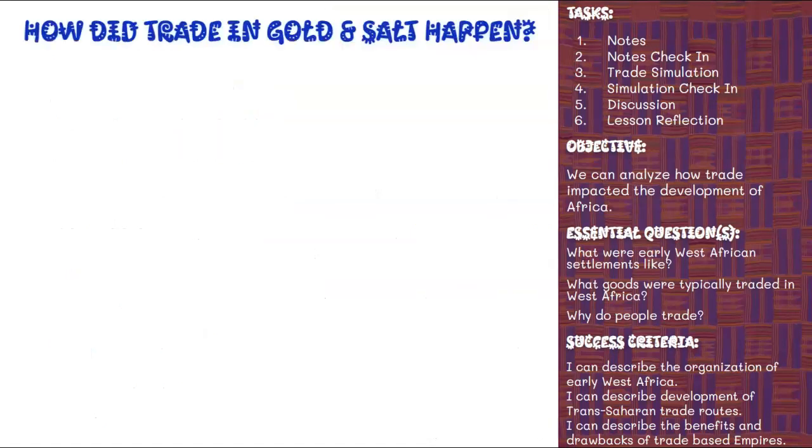So how did this exchange between gold and salt happen? Now, I should mention here that there are other trade goods being exchanged, but for right now, we're going to focus mostly on the gold and salt. And when we do our simulation, you'll see some other things that are being exchanged as well.